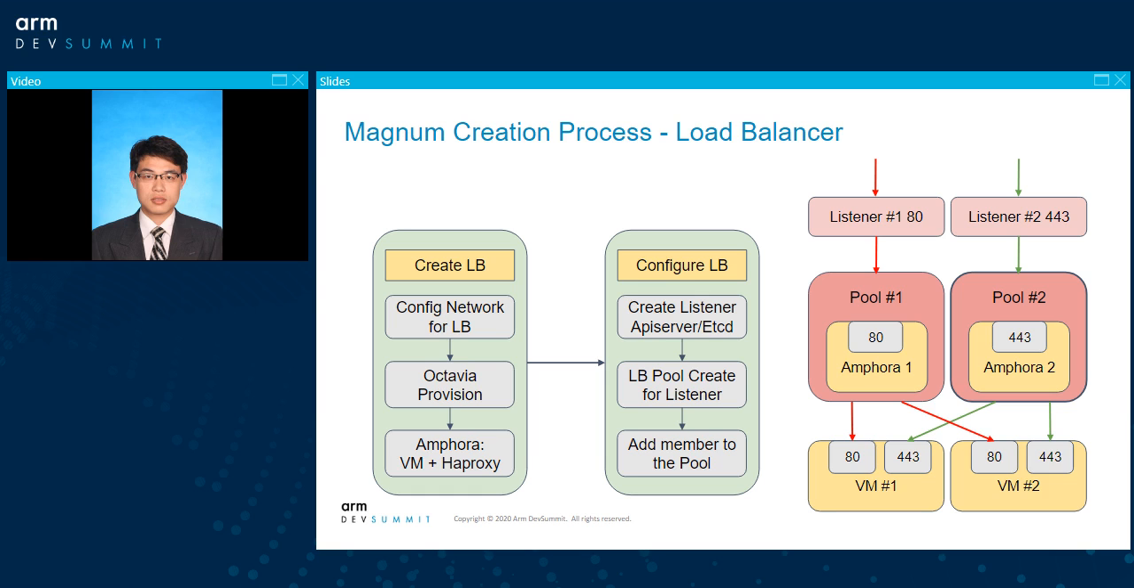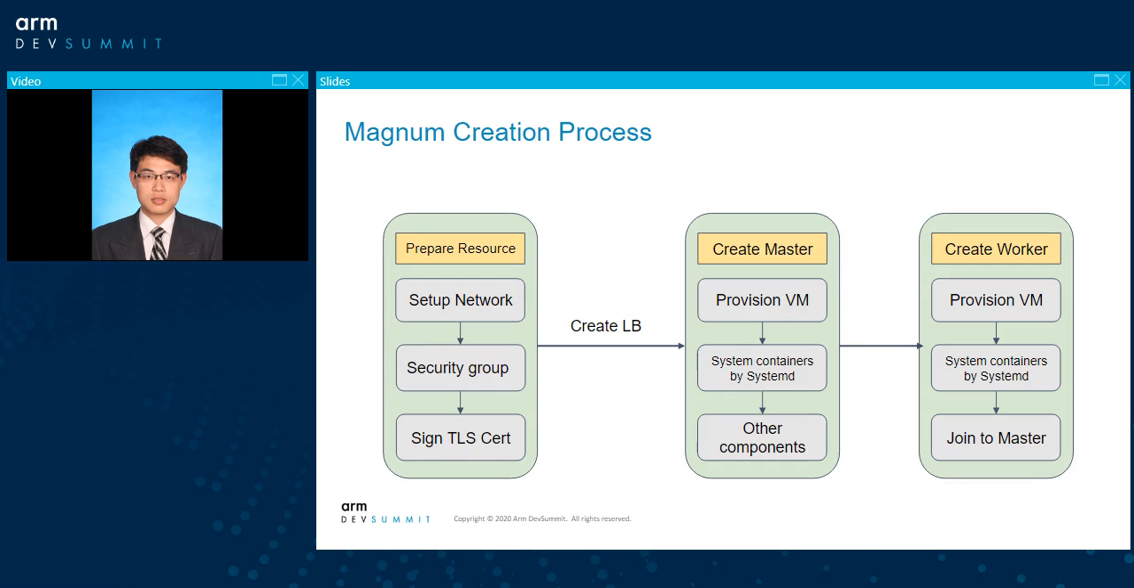After we got the general information about the load balancer model, we can see it will create the listener for the API server, Kubernetes server and etcd, then the load balancer pool is created for the listener, and its members are added to the pool. Okay, so after the load balancer has been created, we now kick off the process for the general provisioning of the cluster.